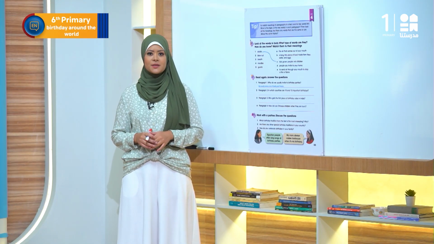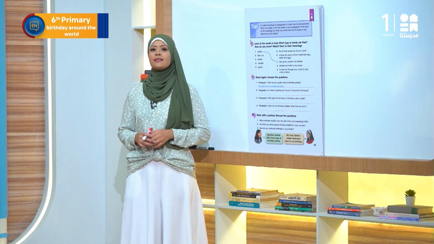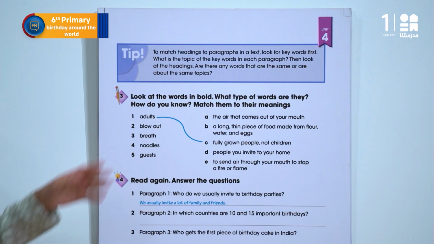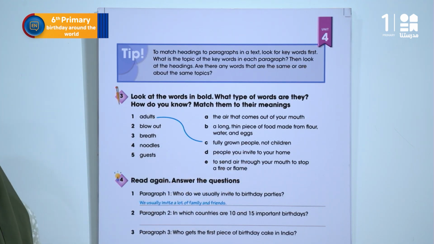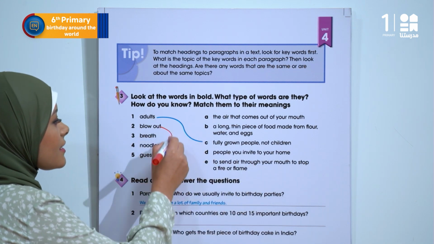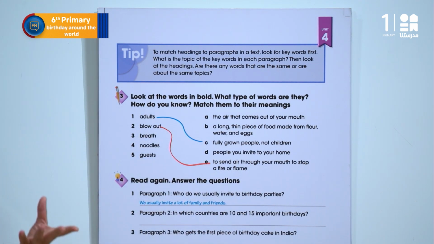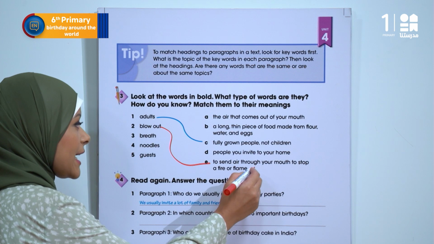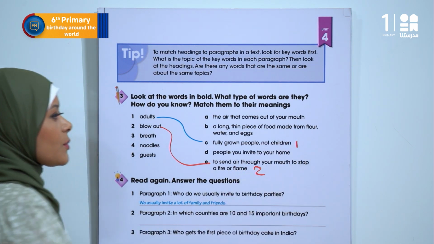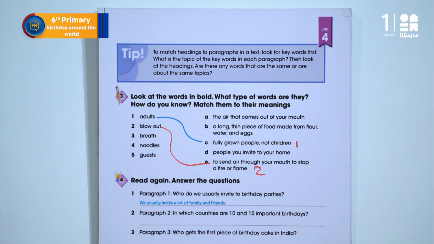Now let's check your answers. Number 1 is already answered. Adults, fully grown people, which we can say not children. Number 2, blow out. It's E, to send air through your mouth to stop a fire or flame. Well done.